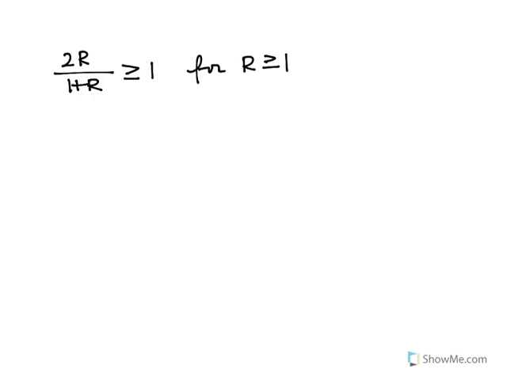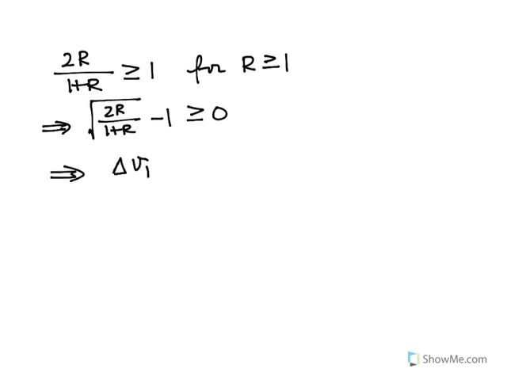And of course, our ratio has to be bigger than or equal to 1. We're going from a smaller orbit to a larger orbit. So given that we're doing that, it makes sense that our ratio would have to be bigger than or equal to 1. Given that that's true, the square root of 2r all divided by 1 plus r, minus 1, has to be bigger than or equal to 0. And that implies, in turn, that delta v1 has to be bigger than or equal to 0. Now, I'll explain the significance of this in just a minute.